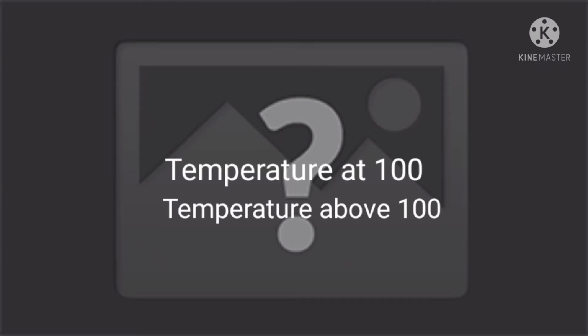Based on the temperature used for sterilization, moist heat sterilization is categorized into three: temperature below 100 degrees Celsius, temperature at 100 degrees Celsius, and temperature above 100 degrees Celsius. First, temperature below 100 degrees Celsius, in which the most commonly used technique is pasteurization. This technique is mainly employed for the sterilization of milk.